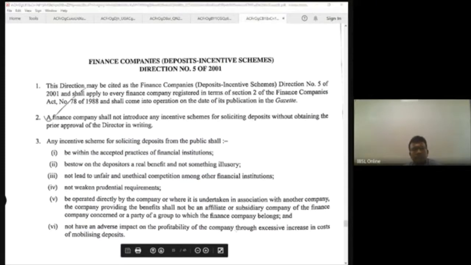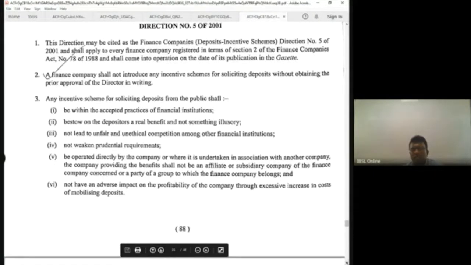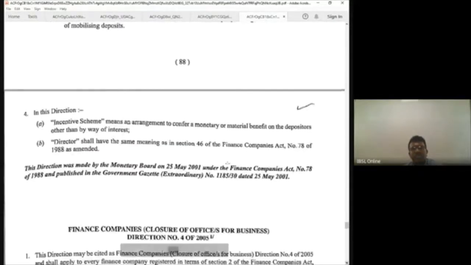So this statement is there: not have an adverse impact on the profitability of the company through excessive increase in cost of mobilizing deposits. Okay, so by mobilizing deposits and saying we are having the biggest deposit base, you cannot run into losses. Incentives. Okay.